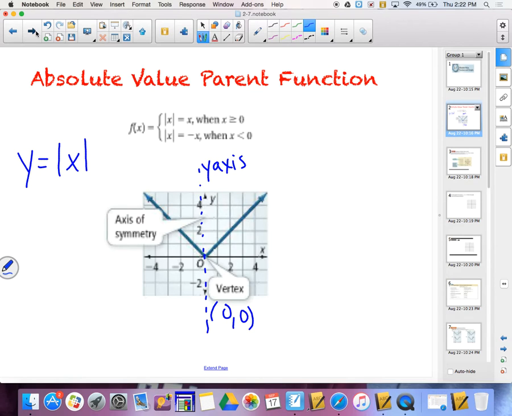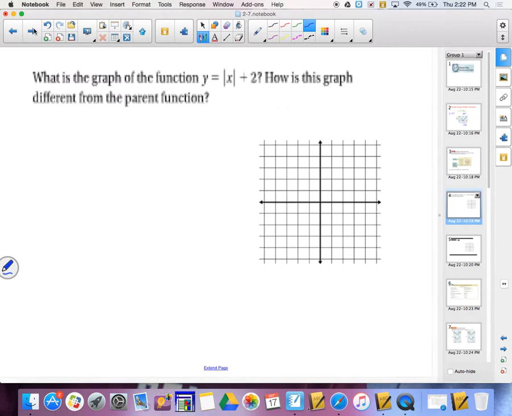So the next graph, I don't really need that. So let's talk about one. The best way to get these problems is to actually work them. So it says, what is the graph of the function y equals the absolute value of x plus 2? Well, first let's graph our parent function. What's our parent function? Y equals the absolute value of x. Everybody agree? That's our parent function.